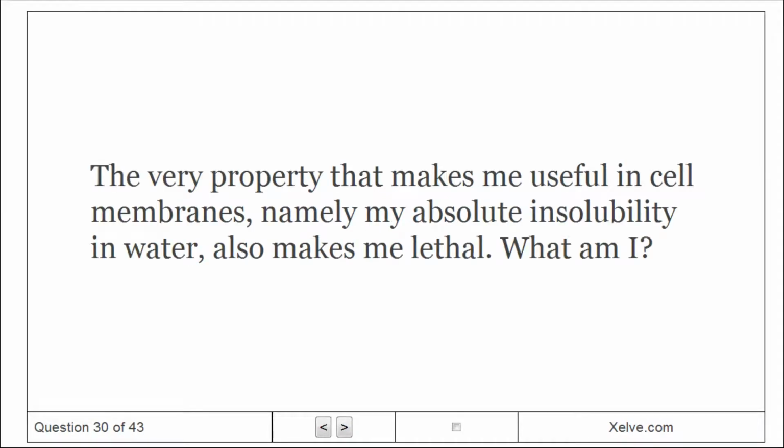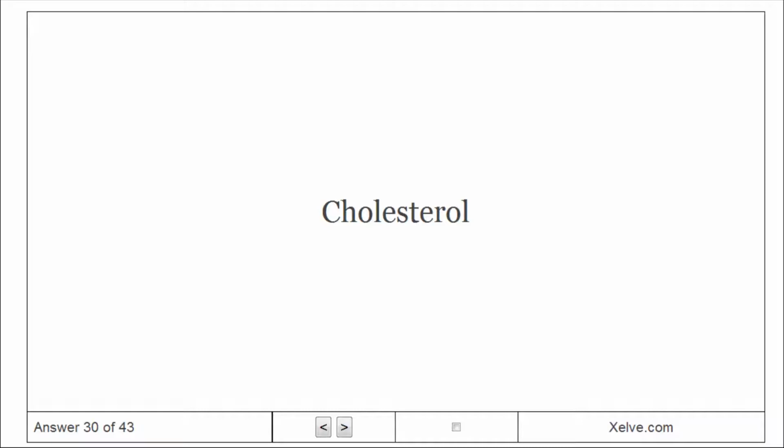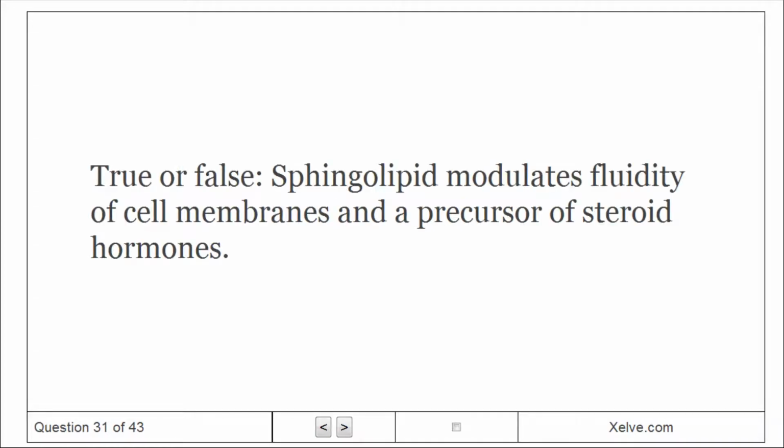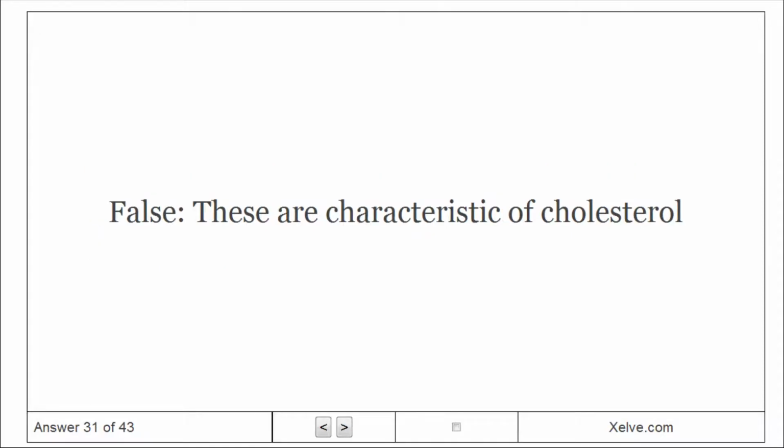The very property that makes me useful in cell membranes, namely my absolute insolubility in water, also makes me lethal. What am I? Cholesterol. True or false? Sphingolipid modulates fluidity of cell membranes and is a precursor of steroid hormones. False. These are characteristic of cholesterol.